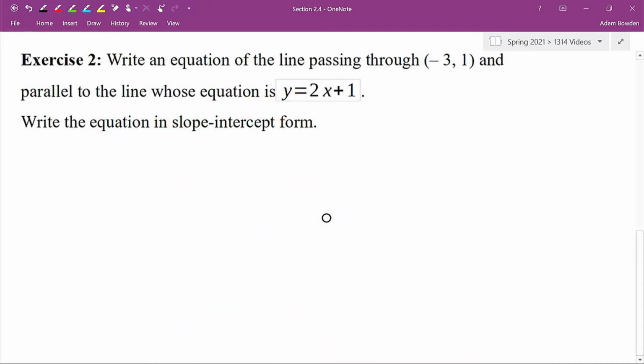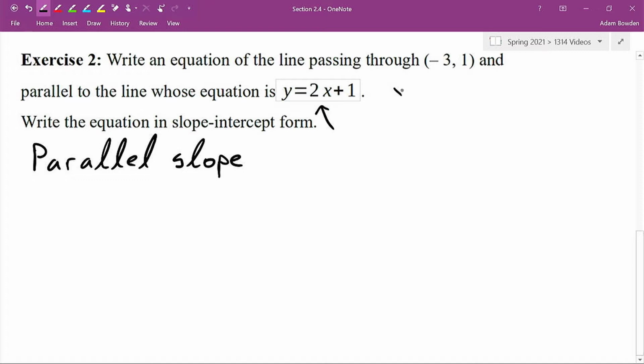On this one, we're going to deal with the equations of lines. We want an equation of the line passing through (-3, 1) and parallel to the line with the equation y equals 2x plus 1. And we'll write it in slope-intercept form. If it's parallel, the parallel slope would be the same slope as we have in this equation. Since this equation is in the form y equals mx plus b, slope-intercept form, 2 is the slope. m is equal to 2. So parallel slope would also be 2.